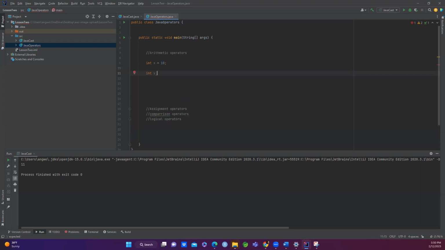So they don't really use assignment and comparison and logical? No. I'm saying integers, meaning the integer data type. It's used a lot. That's why you wouldn't see me writing short, byte, long, double. Those are used in specific cases, but usually 4 bytes is enough memory. So a lot of people just prefer using integers. So y is equal to another 10.